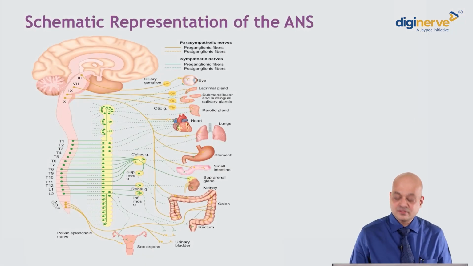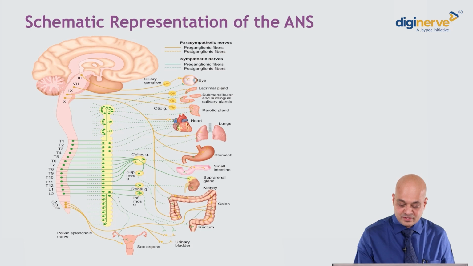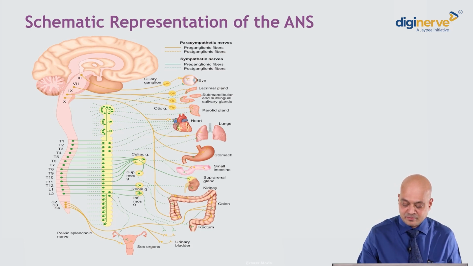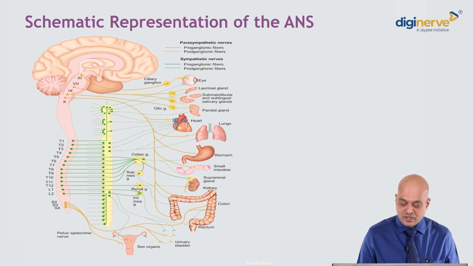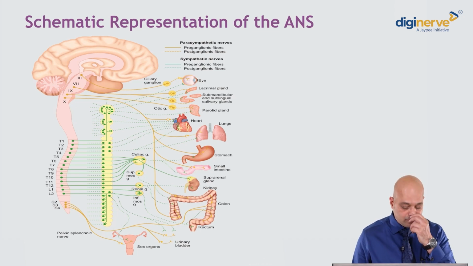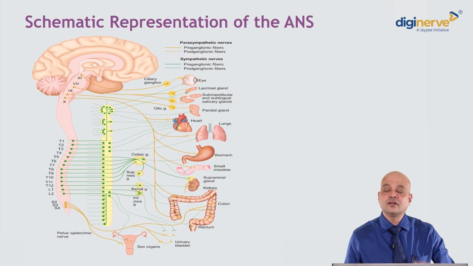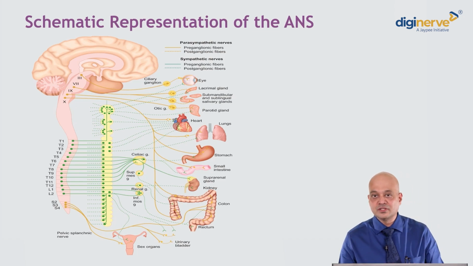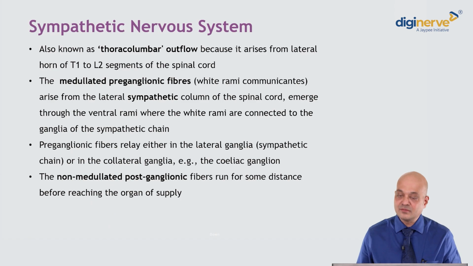That's the schematic representation of the autonomic nervous system. If you see right from above to below, the entire ANS is depicted here as a schematic representation, wherein you have the parasympathetic nerves and the sympathetic nerves supplying the eye, the lacrimal gland, the submandibular glands, the heart, the lungs, the stomach, the intestines, the kidney, and the colon. So that's the way they control the involuntary functions of all these organs throughout the entire body.